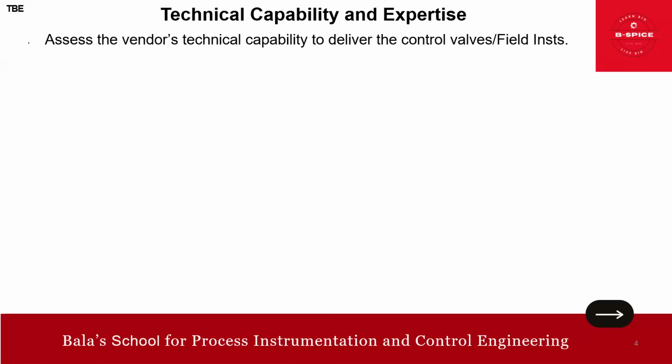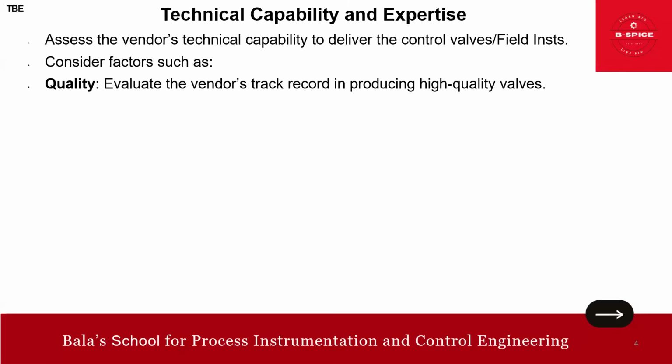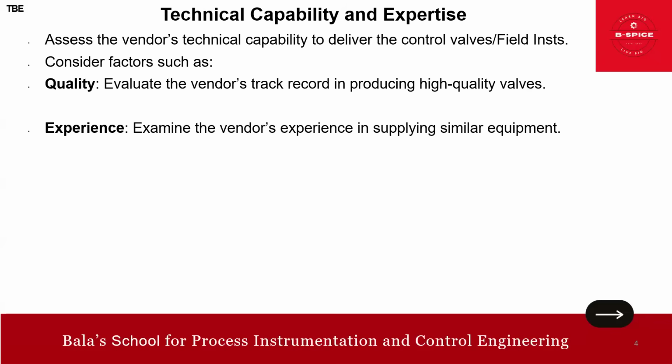Then comes the main part, technical capability and expertise. We need to assess the vendor's technical capability to deliver the valves or instruments, whatever is there. So what are the factors? First one is quality. Evaluate vendors' track record in producing high quantum of valves, high quality of valves, and their capacity. Then experience: examine vendors' experience in supplying similar equipment like valves or instruments. So one is quality and second is experience.